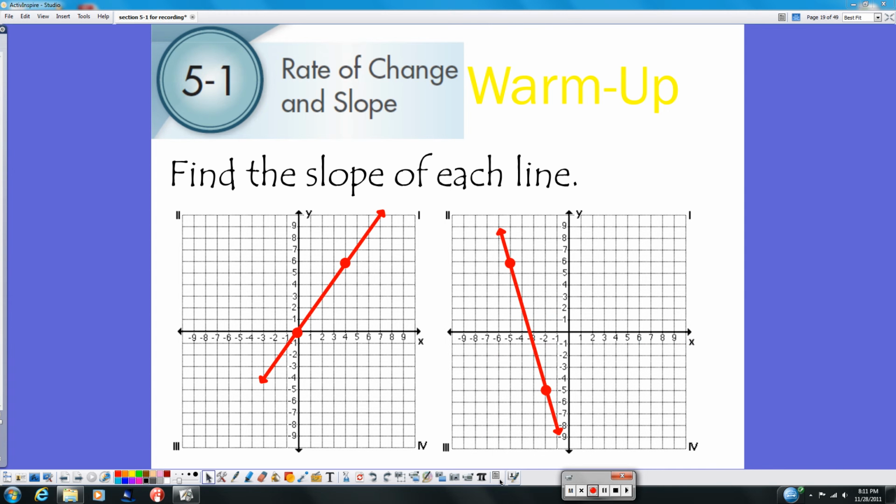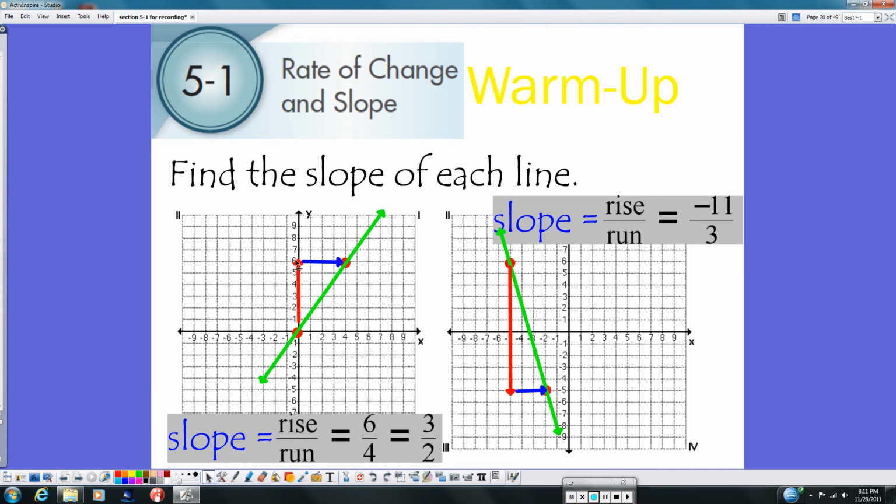Let's take a look at the second part of our slope section. Let's warm up first with finding the slope of each of these lines, just like we did in the first part of the section. The first one, again, we're looking at rise over run. So we went up 6 and over 4, so that would be a slope of 3/2 after reducing. Here we went down 11 and over 3, so negative 11/3 would be our slope.